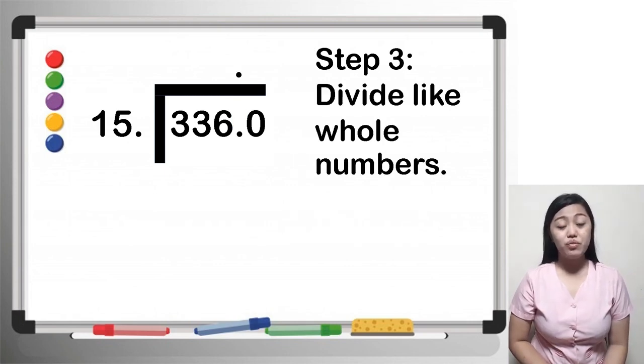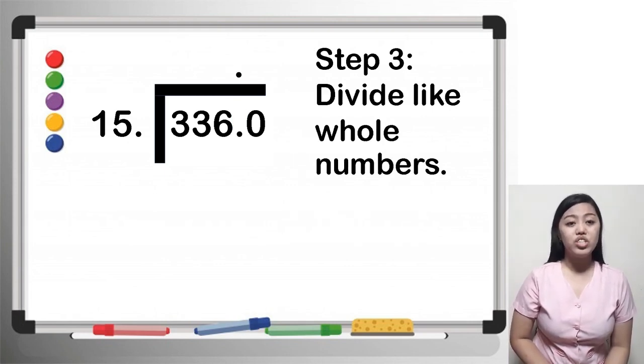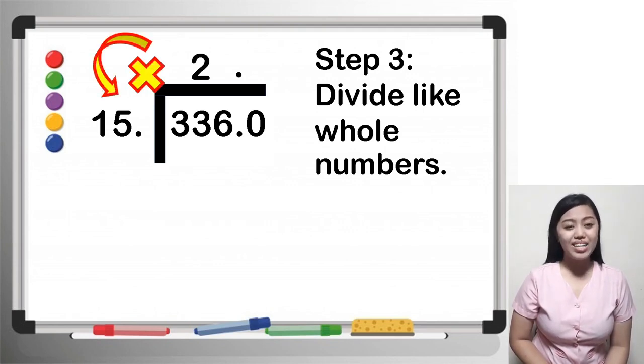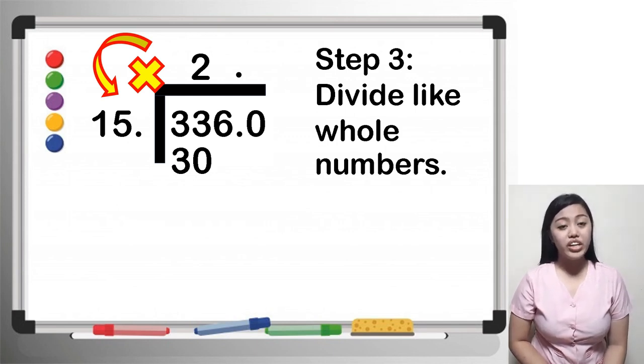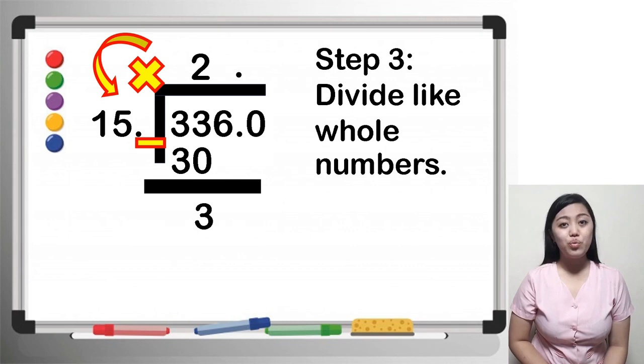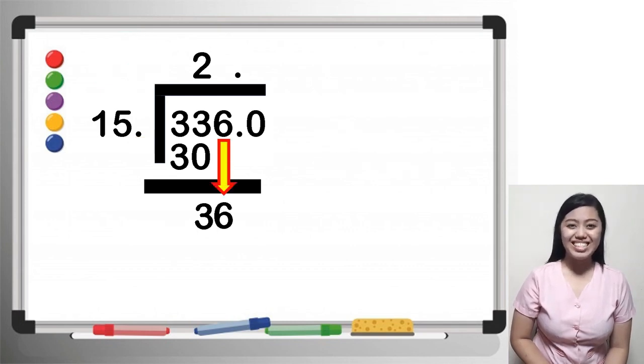So let us use the first 2 digits, which is 33 divided by 15 is 2. 2 multiplied by 15, our answer will be 30. Since we will get a remainder between 33 divided by 15, our answer is not exact. So now, let's subtract 30 from 33. Our answer is 3.